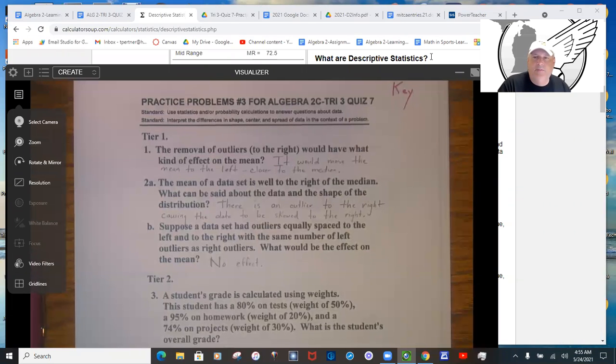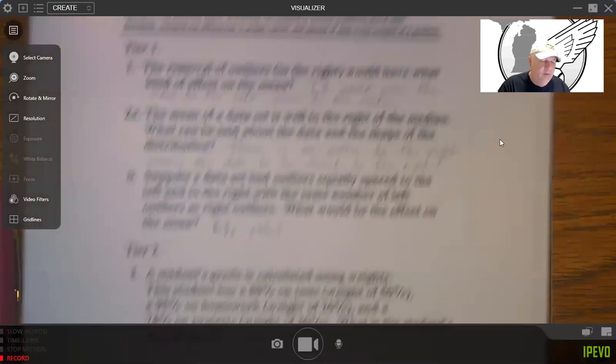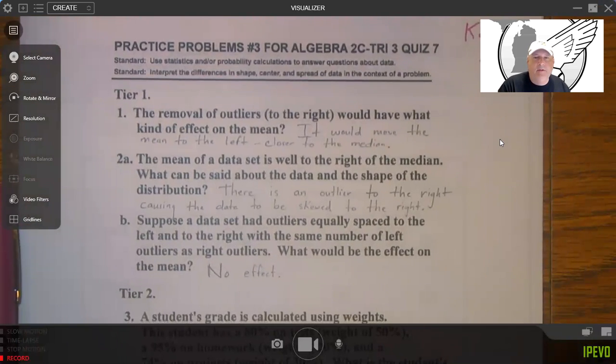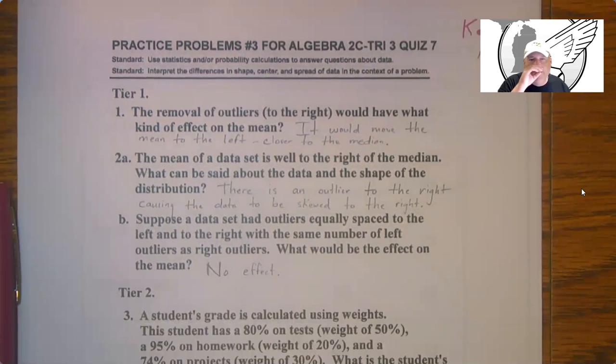These are the solutions for the third practice quiz for quiz 7 in the third trimester of Algebra 2.